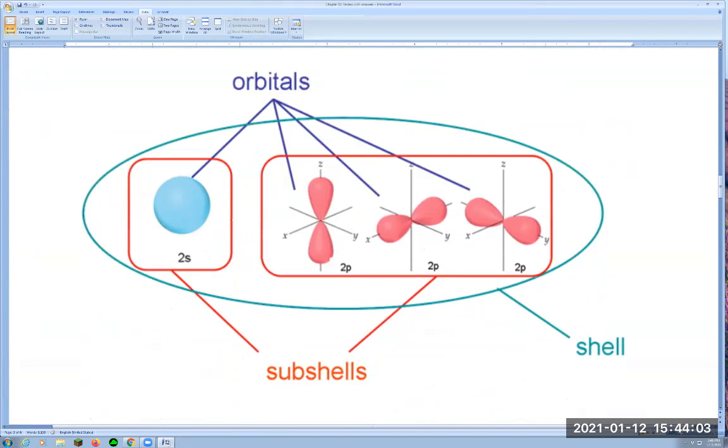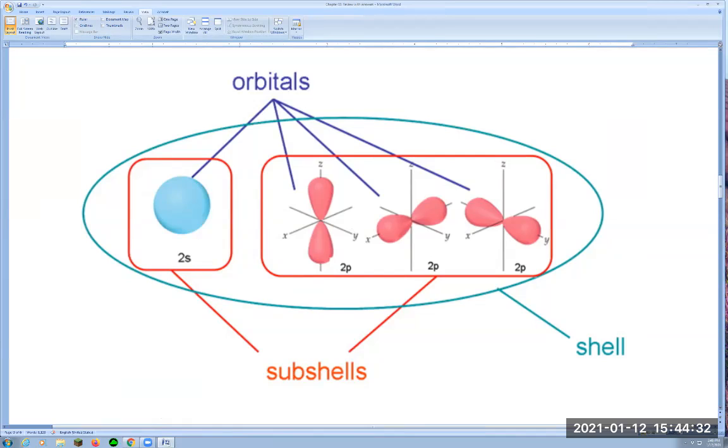A shell is the first way to compartmentalize the regions where the electrons are roaming around. Typically we tend to imagine shells like spherical envelopes that you add around the nucleus and you add up by going farther away from the nucleus. But the shells contain subshells.